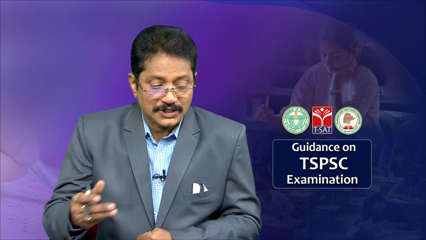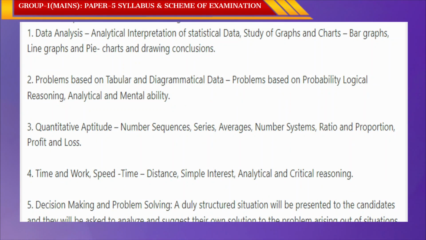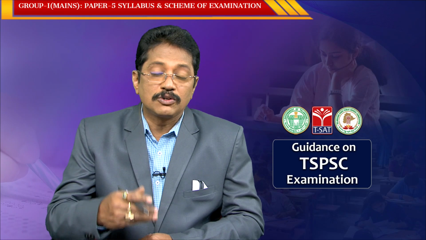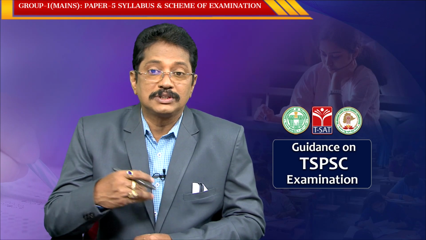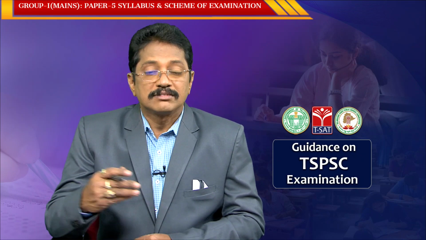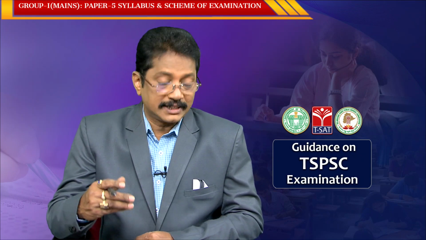Okay, now coming to the next one, the problem based on tabular and diagrammatic data. Mostly a tabular form will be given, and based on it the questions will be asked to find a required one. The very important thing here is probability. We are going to discuss classical probability, logical reasoning, analytical and mental ability. These are the areas in problem based tabular and diagrammatical data.